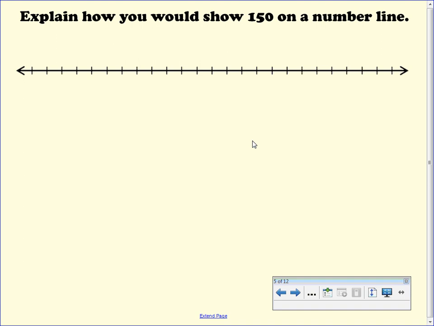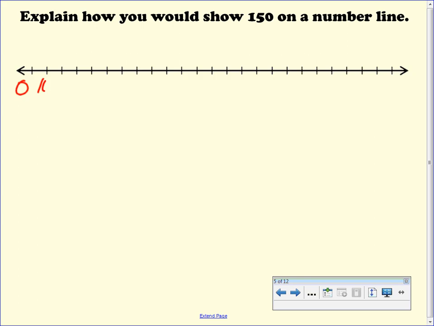So here's a blank number line, and if we wanted to show 150 on that number line, we have lots of different options. Are there 150 tick marks on that? No. So I cannot go from 0, 1, 2. That's not going to work. What could I do instead?